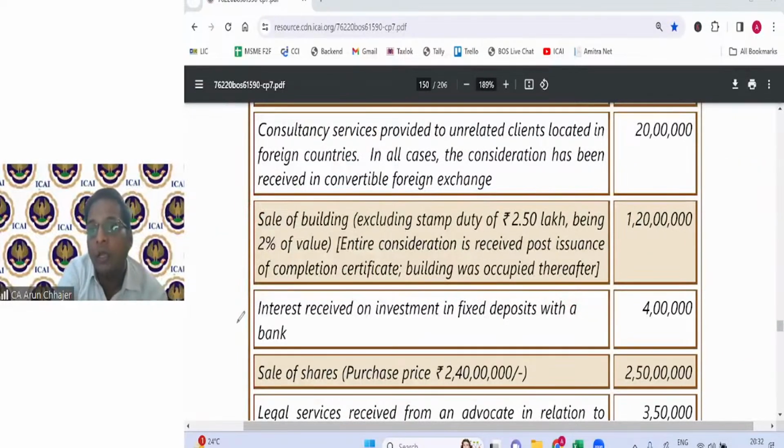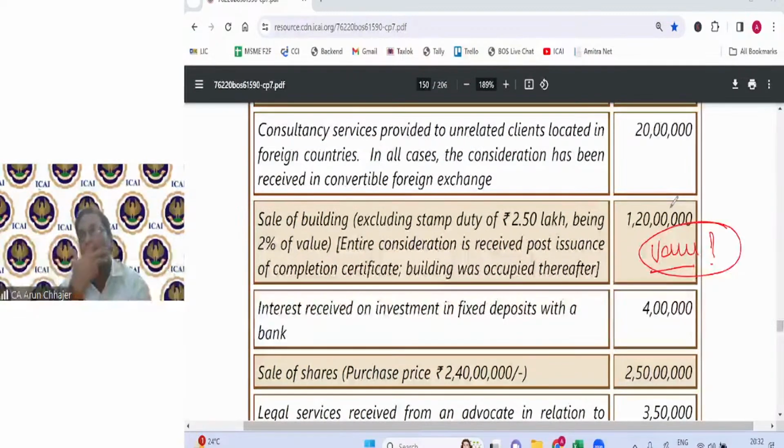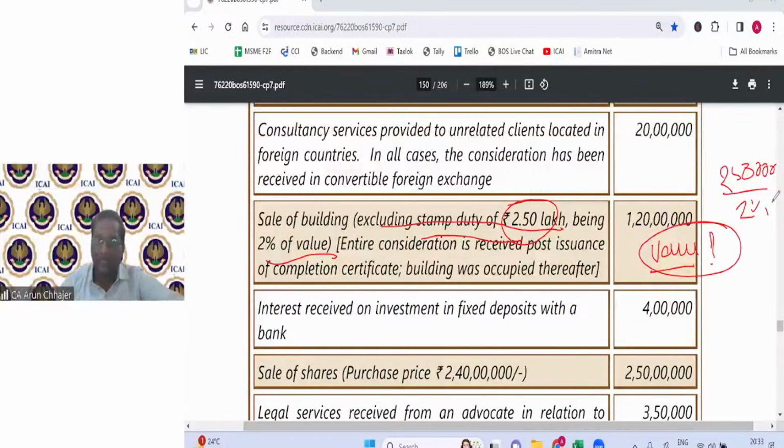Now the third question, what is the value? For the purpose of exempt supply, what is the value? If you go to Rule 43, they have given that for the purpose of sale of land and building, we will take जिस वैल्यू के ऊपर आपने स्टाम्प ड्यूटी पे किया, the value on which you need to pay the stamp duty. हाउ मच इज द स्टाम्प ड्यूटी? 250 being 2% of the value. Reverse calculation, 2,50,000 divided by 2%.